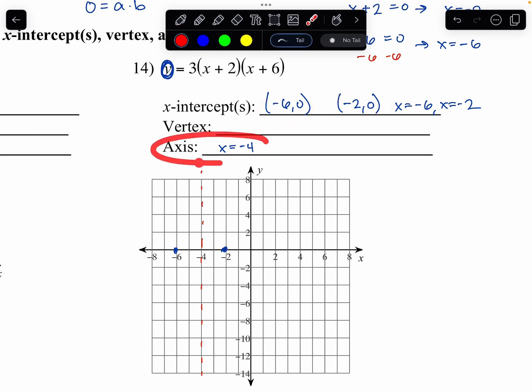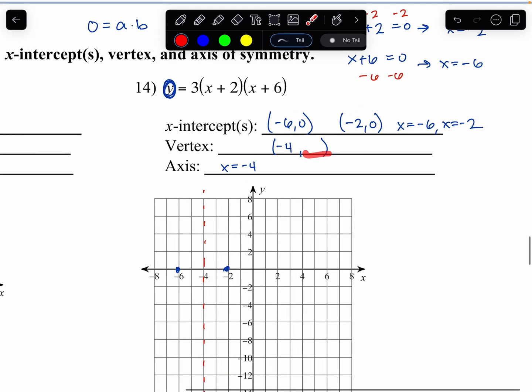Okay, so our axis is going to be at -4. Well, since I know where the x value is, because the vertex is going to be at the x value of -4. The x value of the vertex is always going to be where the axis is. So the vertex has to be somewhere on this line. How do I find where the y is?